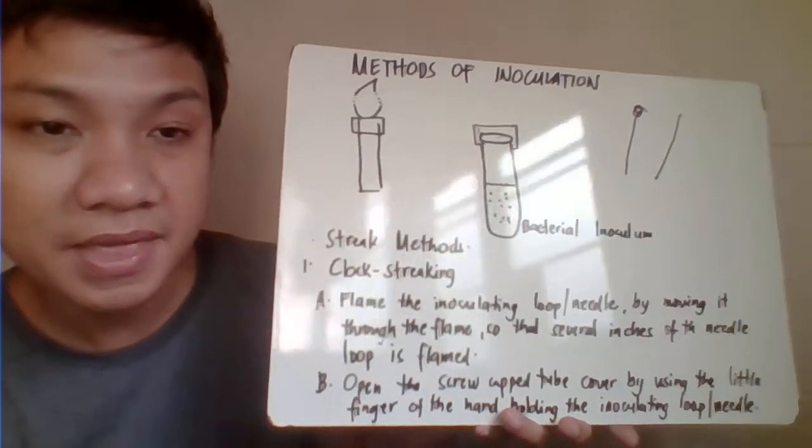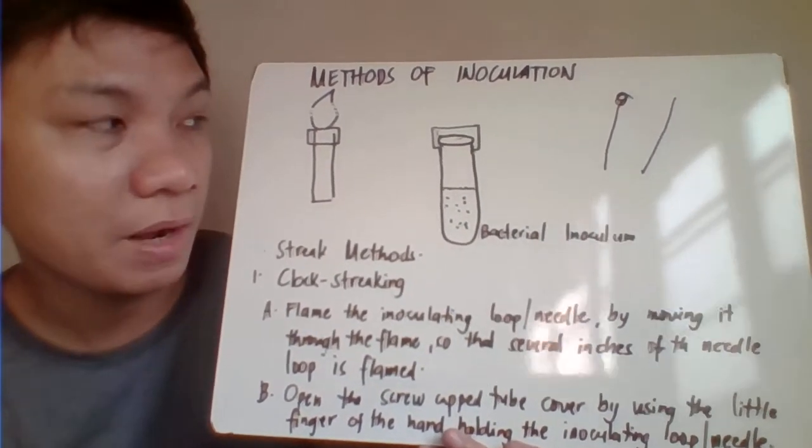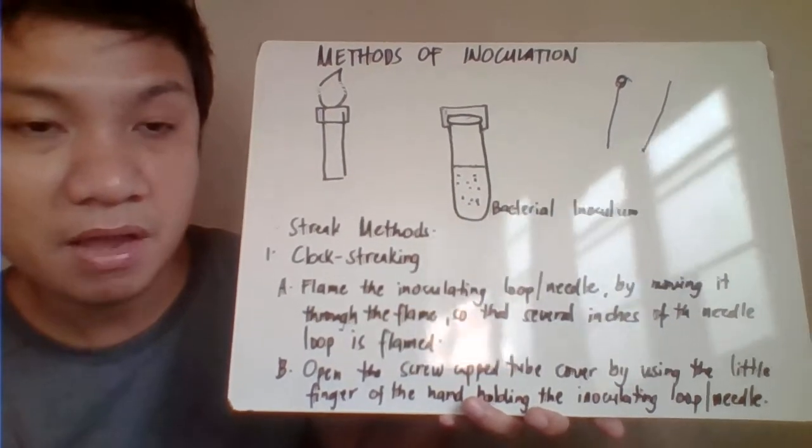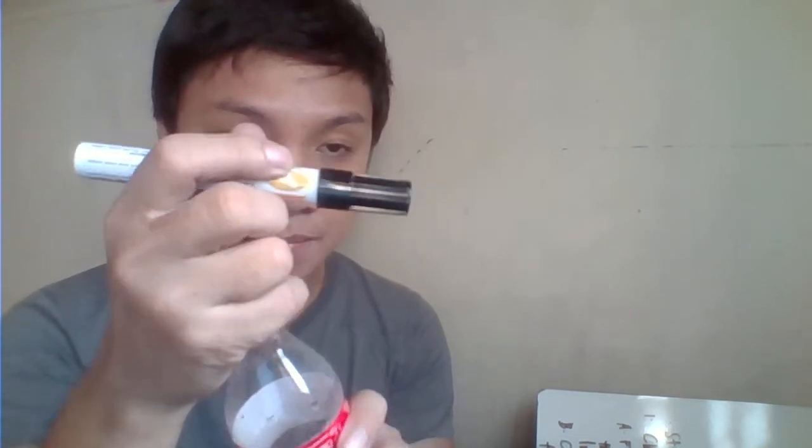Okay, then the next thing, you're going to get a sample from your bacteria inoculum in your screw cap container. The proper way of getting a sample, for example, since I don't have a screw cap container here, is with this screw cap container of mine. The hand holding your inoculating needle will use its little finger to open this one. So when you do that, like that.